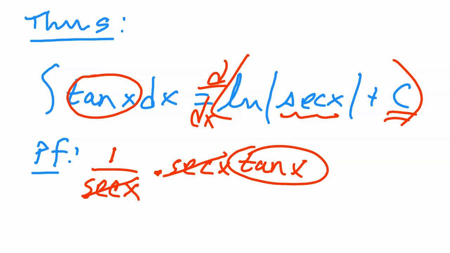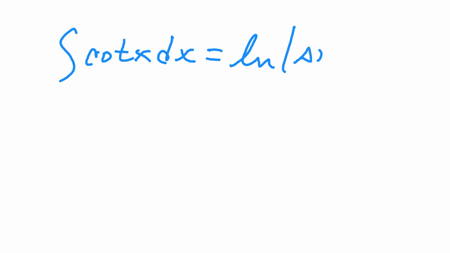So there's a very nice proof that the antiderivative of tangent x with respect to x is the natural log of the absolute value of secant x plus c. So we have a few other theorems as well, so let's just keep going with that. We also have that the antiderivative of cotangent x dx is going to end up being the natural log of the absolute value of sine of x plus c.